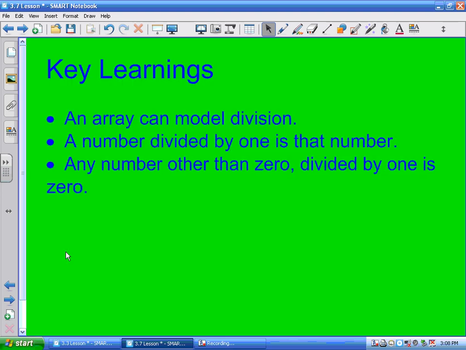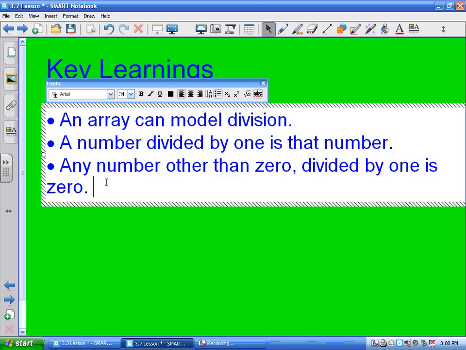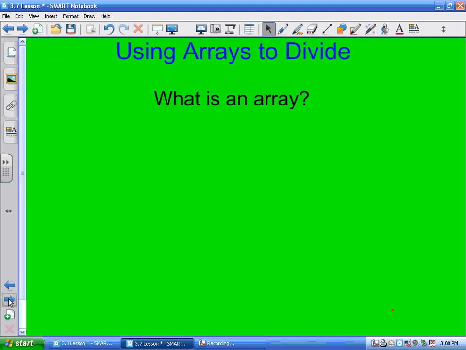Any number other than 0 divided by 1. No, that's not right. Alright, we won't worry about it. I'll figure it out later. Alright? Let's go on.